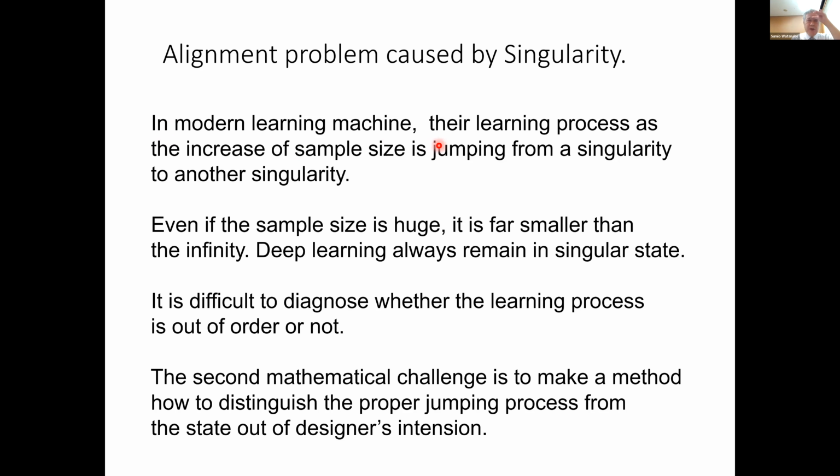In a modern learning machine, the learning process, as the sample size increases, is jumping from a singularity to another singularity. Even if the sample size is huge, it is far smaller than infinity. Learning always remains in a singular state. It is difficult to diagnose whether the learning process is out of order or not. So the second mathematical challenge is to make a method to distinguish the proper jumping process caused by the posterior distribution from the state out of the designer's intention. So we have to distinguish these differences.